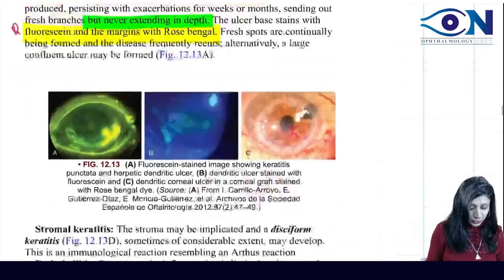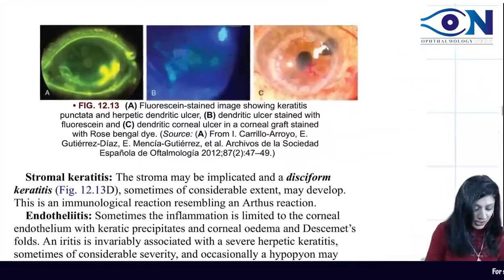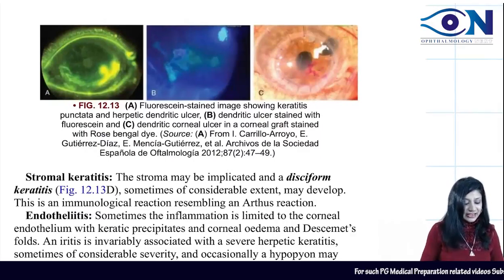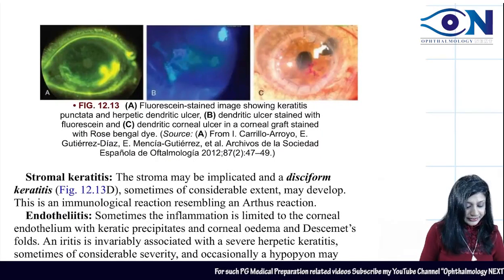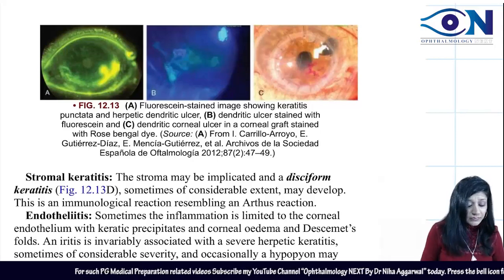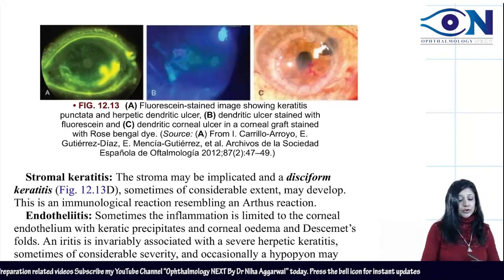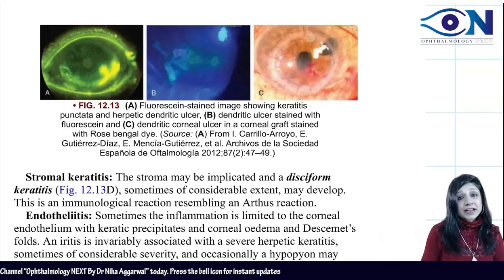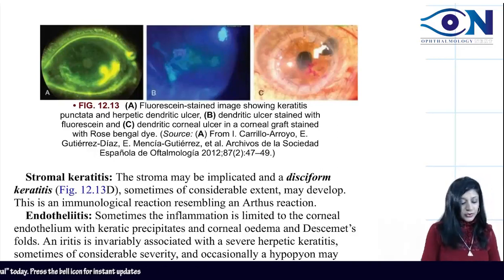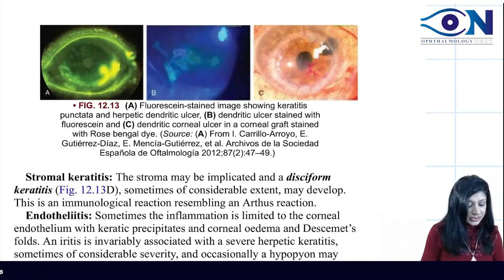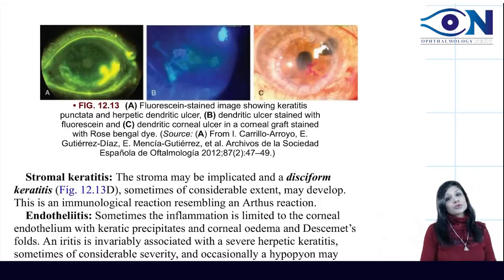Okay. So look at the pictures here. You have a fluorescein stained ulcer, and you can see here they have stained it with fluorescein. Then second, you can see a dendritic ulcer that is stained with fluorescein again in a cobalt blue filter. And third is where they have stained it with the rose bengal dye. So both of these stains we are using.